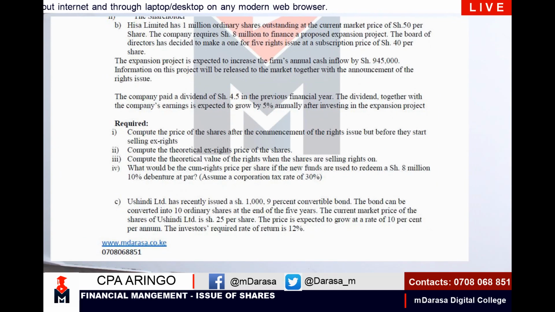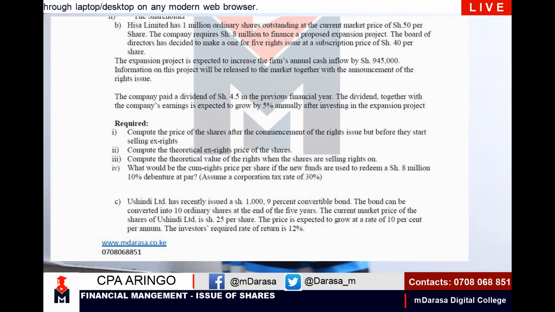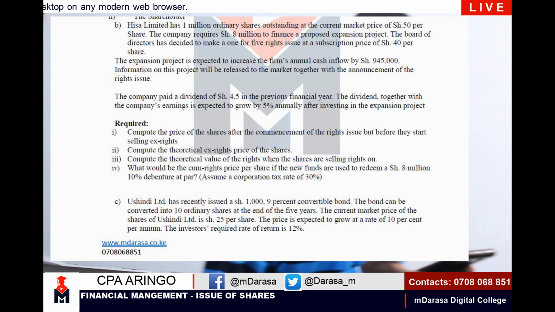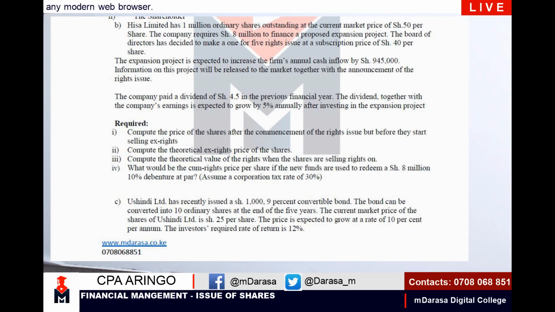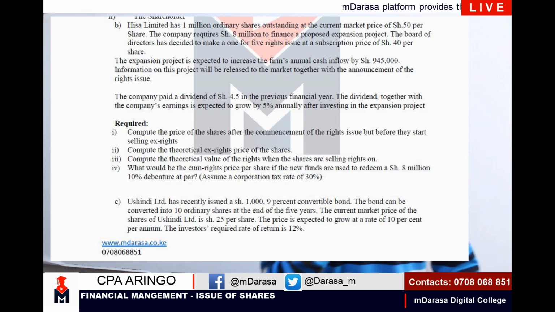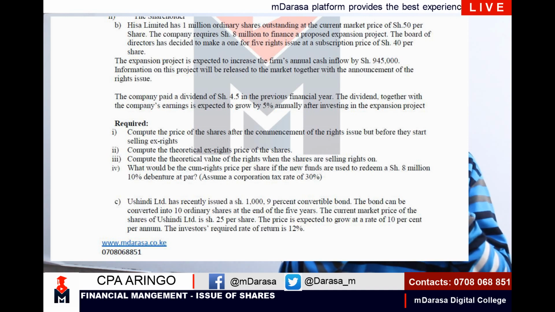This is a question that I want us to handle. It will open our mind very wide when it comes to the concept of issue of shares. So, going through this question, these are what you're told: Hisa Limited has 1 million ordinary shares outstanding at the current market price of 50 shillings per share. The company requires 8 million to finance a proposed expansion project.